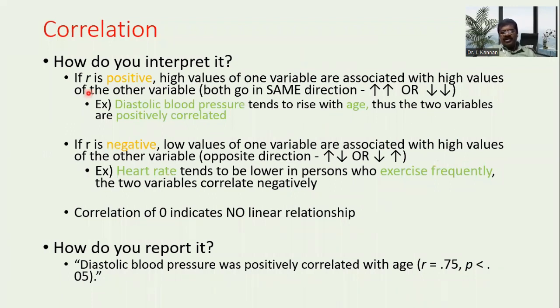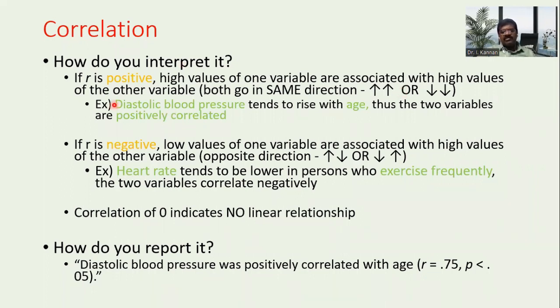I don't want to go in depth. If the relationship is in the same direction, it is called positively correlated. It means that if one variable increases, the other variable also increases. If the independent variable increases, the dependent variable also increases. If it decreases, the dependent variable also decreases. So this is what we call positive correlation.